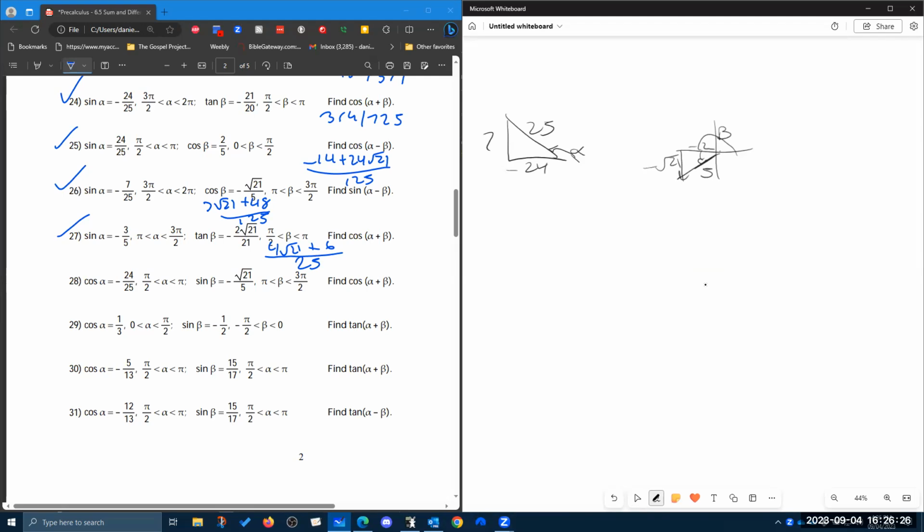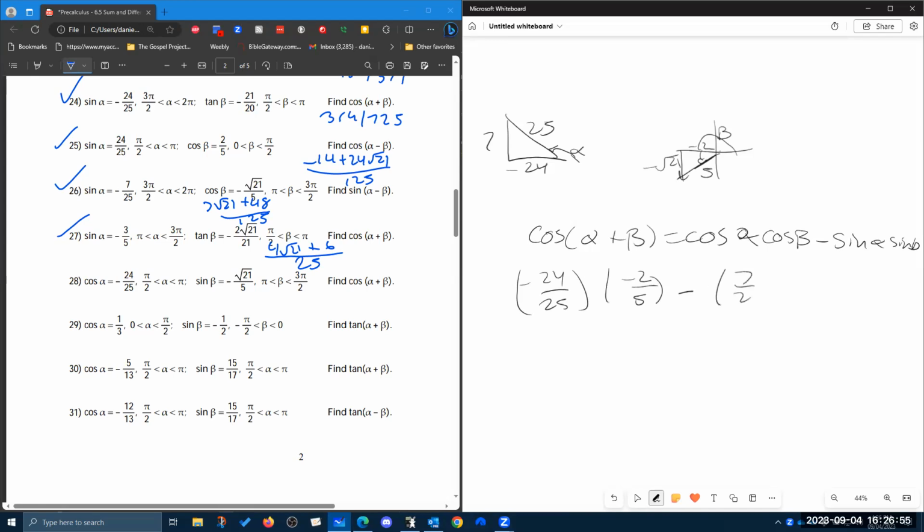And then we want to find cosine alpha plus beta. Again, that's cosine alpha cosine beta minus sine alpha sine beta. So cosine of alpha is negative 24 over 25. Cosine of beta is negative 2 over 5, minus sine alpha is 7 over 25. Sine beta is negative root 21 over 5. Denominator of 125. This is a positive 48, and this is a positive 7 root 21.